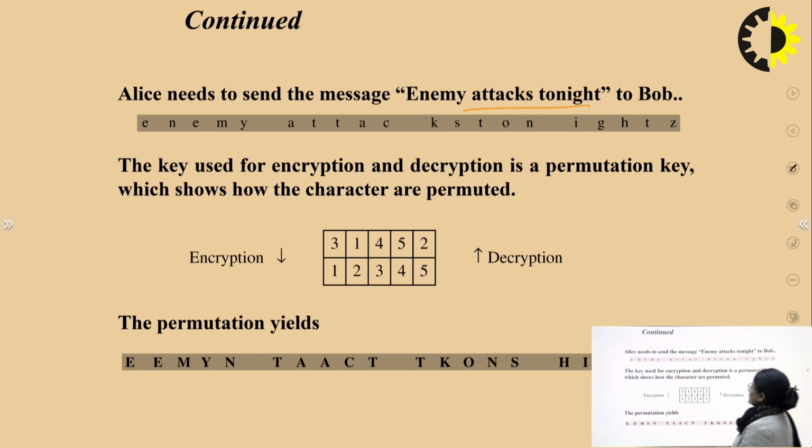And let us assume that the key that is used for encryption and decryption is somewhat like this. This is used for encryption, and this is used for decryption. How these keys are generated, I'll take an example in the next slide and show it to you. So in this case, what does it mean?